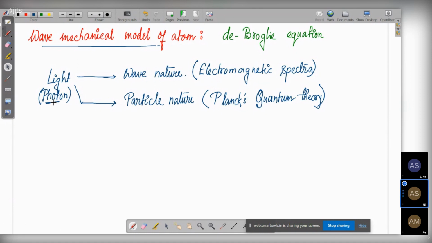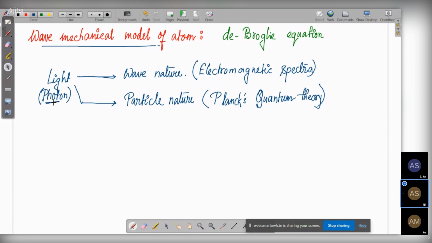So this photon particle can behave both as a wave and as a particle, and both of these natures exist simultaneously. And you will be seeing the proofs also.